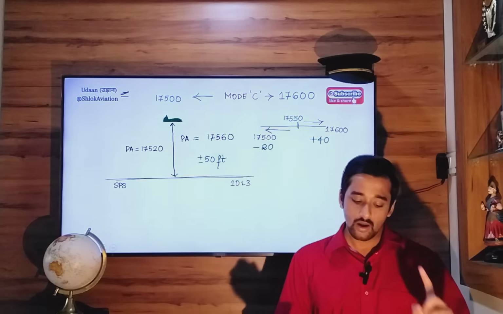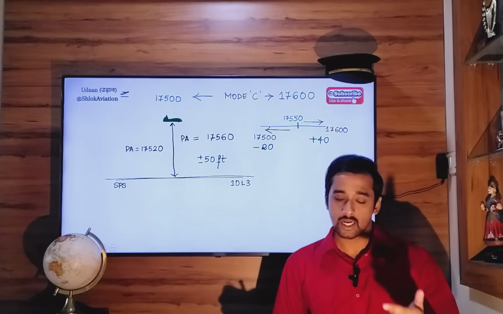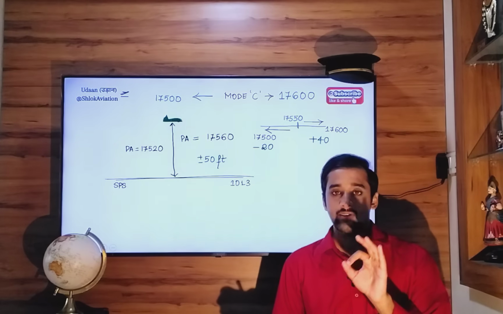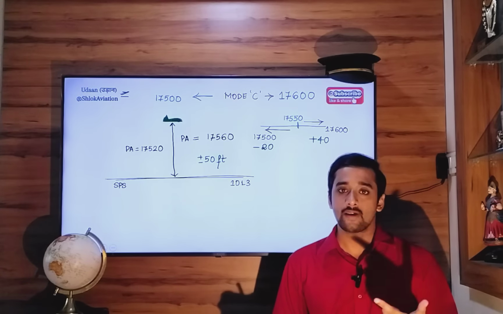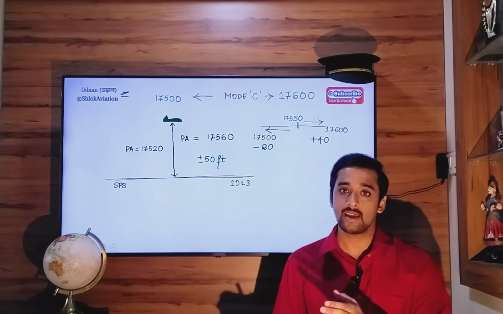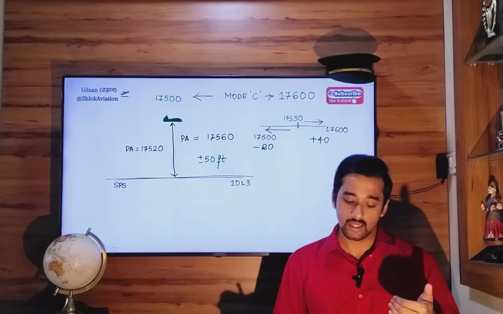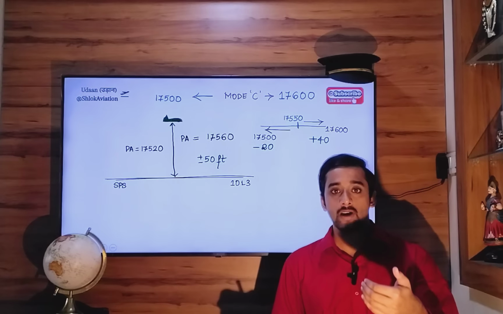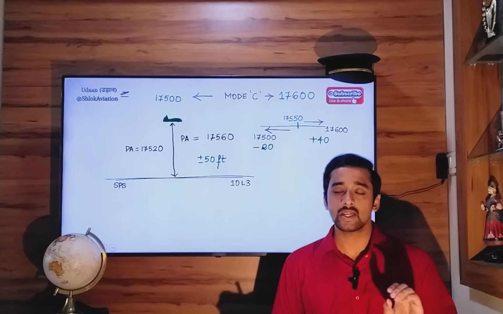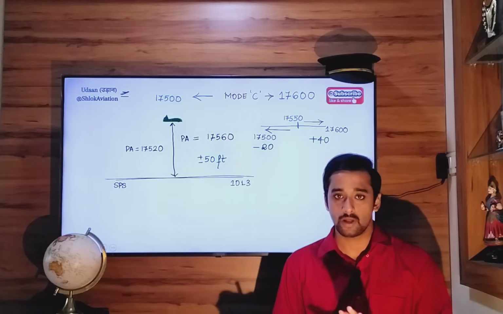So although mode C capability may be telling ATC controller that your aircraft altitude is 17,600, there may be a possibility that the accurate value or the exact pressure altitude you are flying may be less than 17,600. It can be 17,580, 17,590, anything less than 17,600. There may be a possibility.